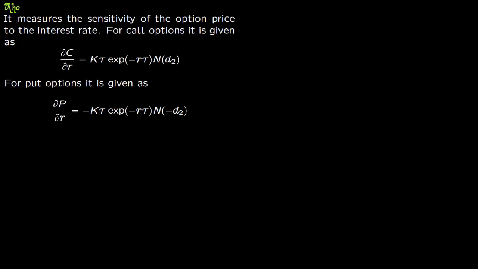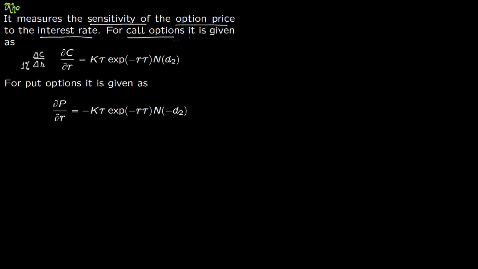Now we talk about the Greek rho. So the Greek rho measures the sensitivity of the option price to the interest rate. So basically it is change in price over change in interest rate. So if the interest rate changes by 1%, rho tells us by how much percentage the price of the call option or the put option will change.